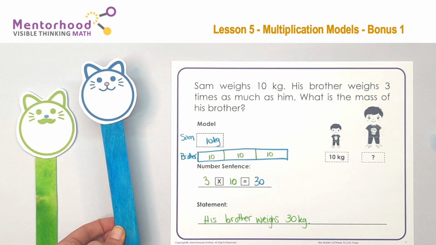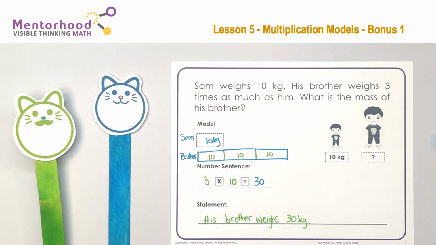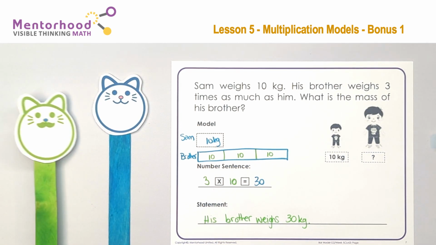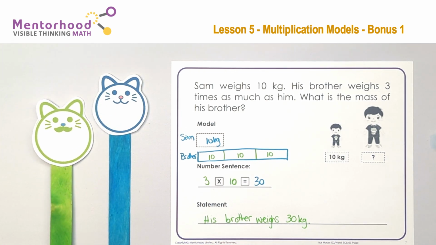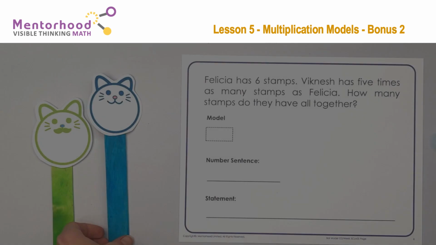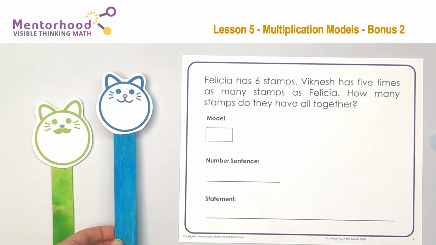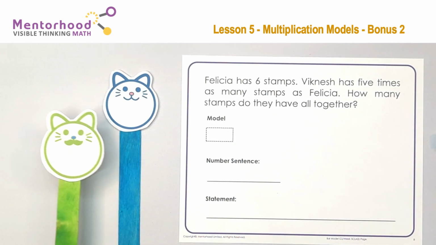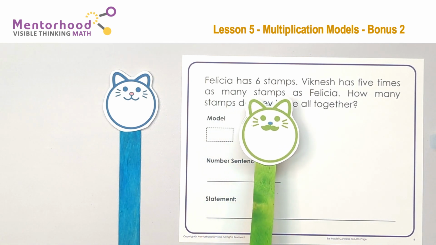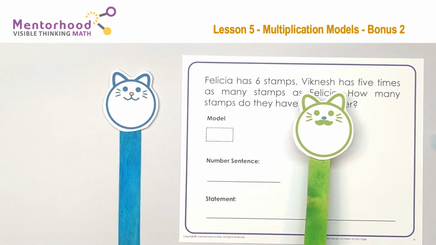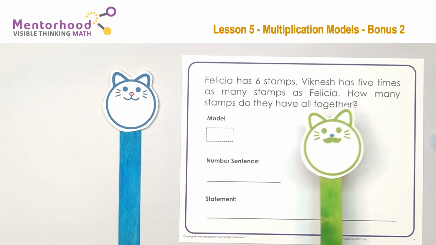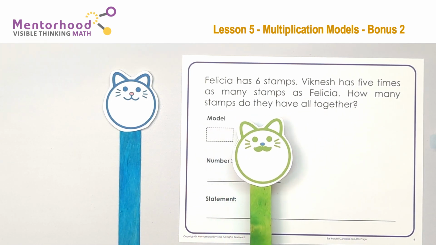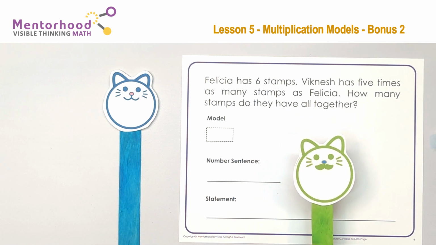All right, want to do one more? Sure, son, that was fun. I haven't done bar models in quite a while. This time you read the question, Dad. Sure. Felicia has 6 stamps. Vignesh has 5 times as many stamps as Felicia. How many stamps do they have all together?